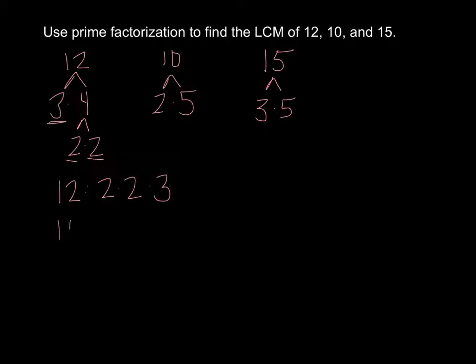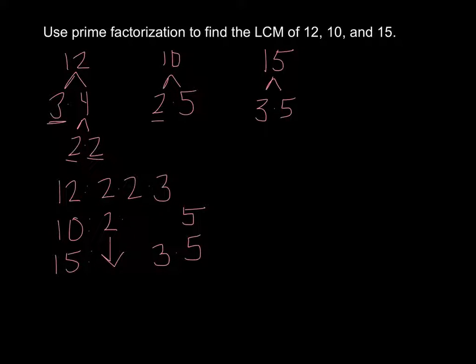And then for 10, I have a 2, so I'm going to write that under my first 2. Then I have a 5. Now that's a new number, so that's going to go way over here. And then lastly, I'll do 15. Now I have a 3. Look at, I can write it right under this 3. And then I can write the 5 under this 5. They match up.